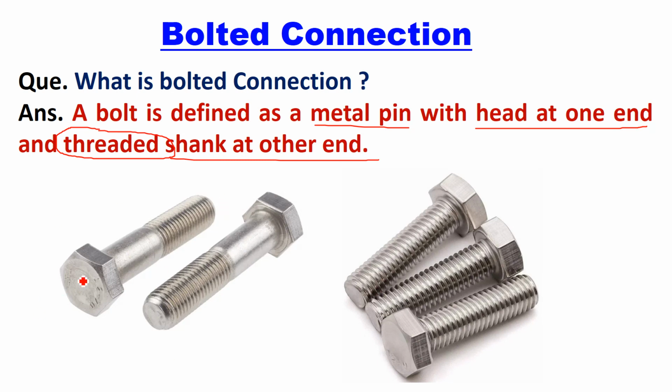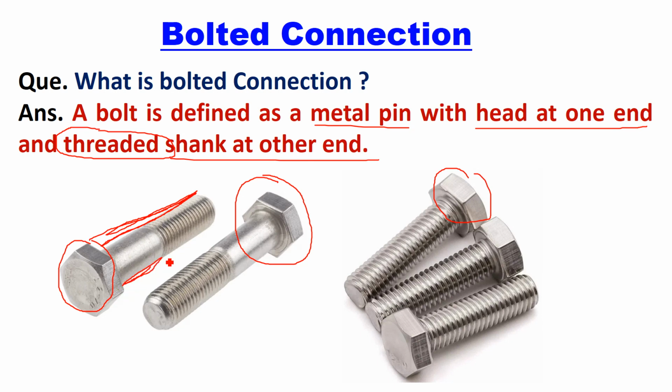If you look at these two images, the top portion is called the head, and the remaining portion is called the shank. In the shank, some portion may be plain and some portion can be threaded. In some bolts, the complete length of the shank is threaded. Both types of bolts are available. So a bolt is a metal pin with a head at one end and a shank at the other end.